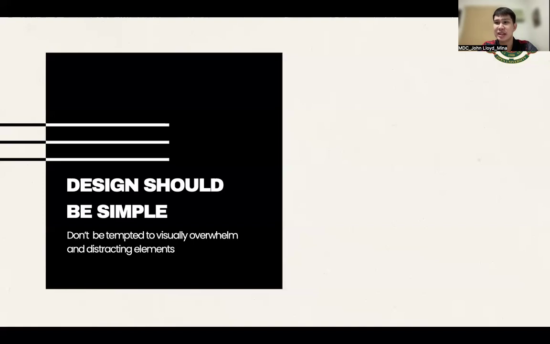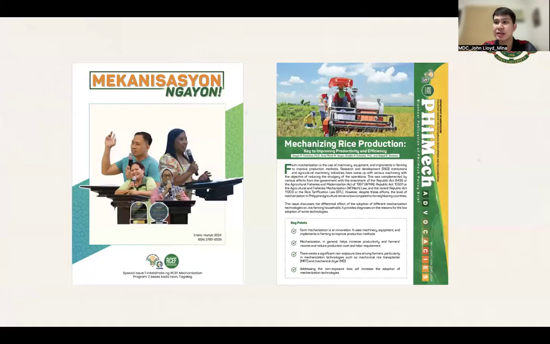Because a clear message enables readers to focus on key points without unnecessary distractions, leading to a more professional and organized appearance. Simple designs also improve readability and overall communication effectiveness. Here are some examples of my work that align with this principle. These designs convey a simple and clear message to the audience, highlighting key points.